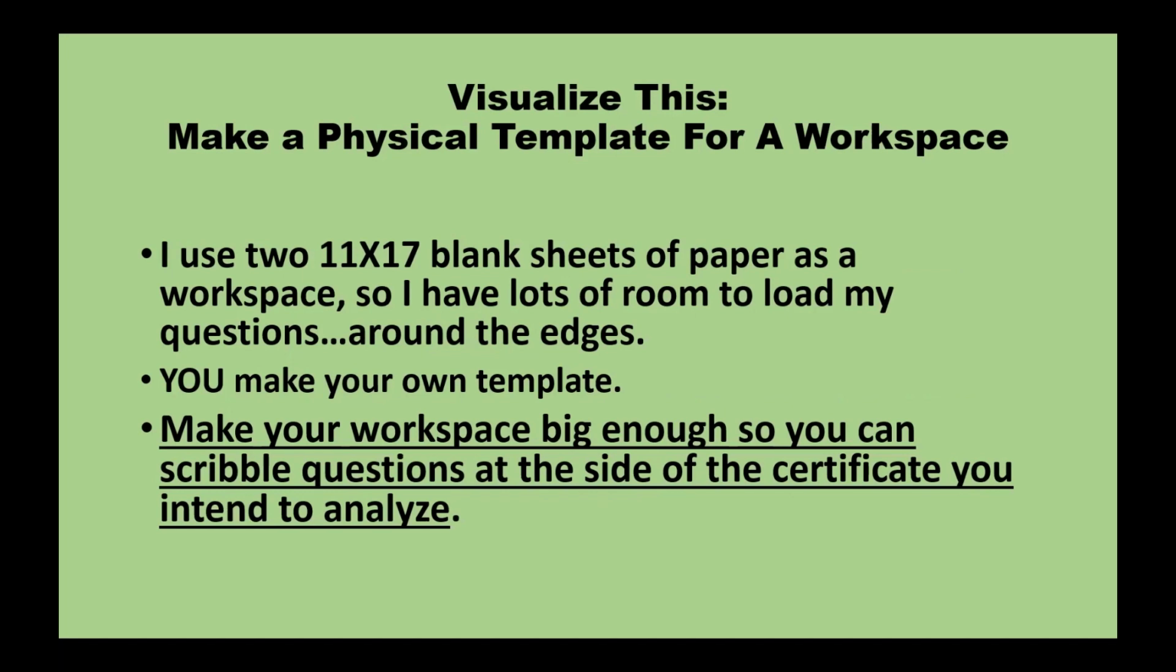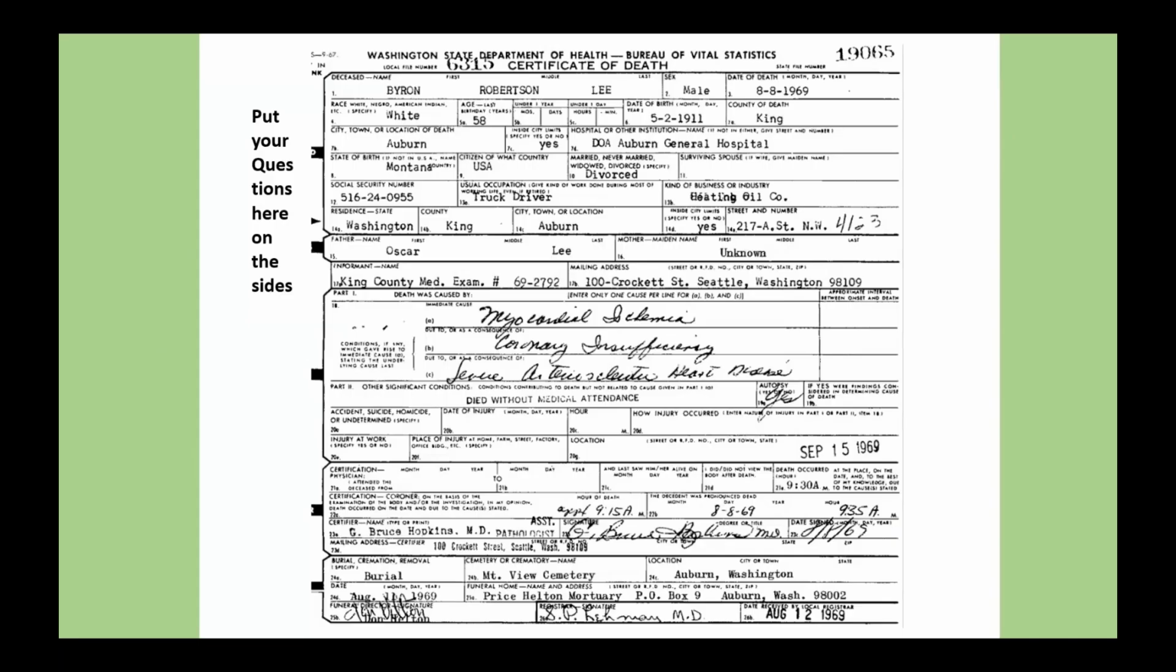But make your workspace big enough so you can scribble your questions at the side of the certificate that you're analyzing. Put those questions down. Later on, if you're looking back at this workspace and trying to figure out what you did, you're going to be sorry that you didn't take the time to do all the questions. So here's my dad. And if you notice, I've put that death certificate on the page, and over on the left side, I was actually able to just put a little note there for you that says, put your questions here on the side.